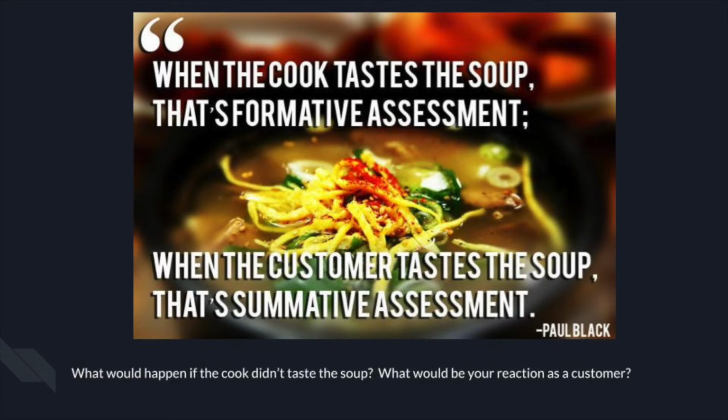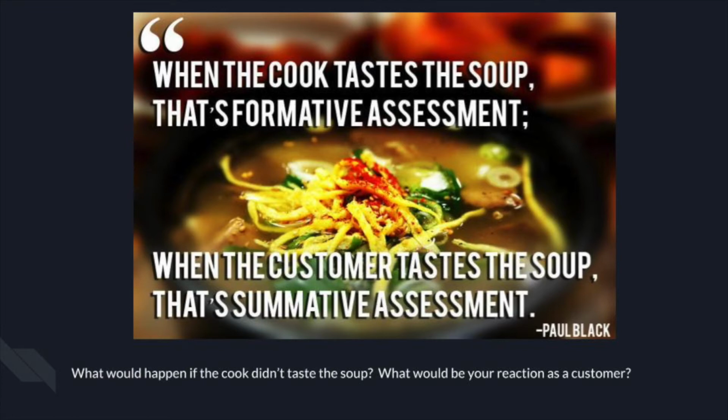And if you as a customer got something that was horrible and said, well, didn't the chef taste the food? And found out they didn't, wouldn't you as a customer be pretty upset? Your reaction would not be a positive one because you would feel the cook obviously didn't do his job very well. Well, we sometimes do that as teachers when it comes to assessment.